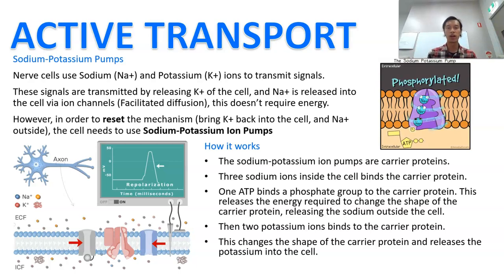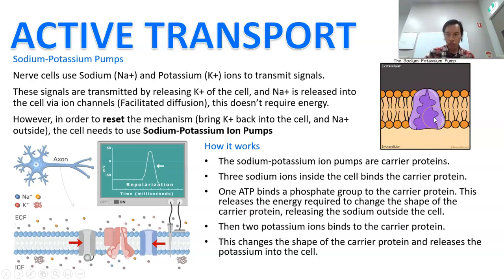So your body needs to find a way of bringing back the potassium into the cell and then pushing the sodium out of the cell. And to do that, it needs to use sodium-potassium ion pumps and active transport to make it happen, okay? So how it works is sodium-potassium ion pumps are carrier proteins. This is what they look like there, right?